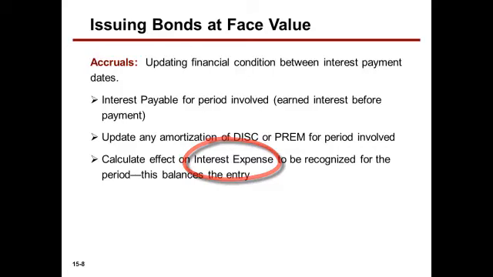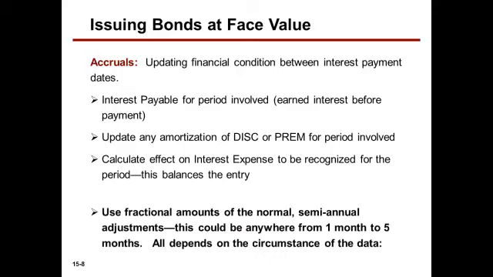That balances the entry. Calculating interest expense is the last thing that should be done in an accrual entry that involves any discount or premium amortization. How? By using fractional amounts of the normal semi-annual adjustments. This can be anywhere from 1 to 5 months, all depending upon the circumstances of the data, when the bonds are issued and when the next reporting date is for the corporation.